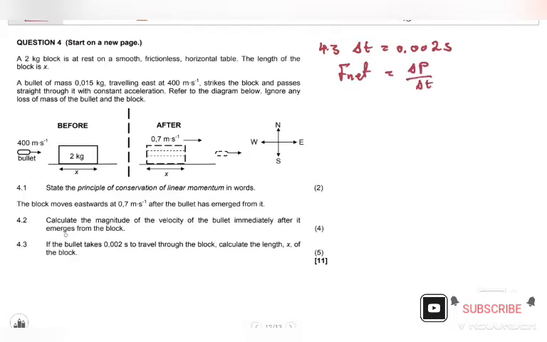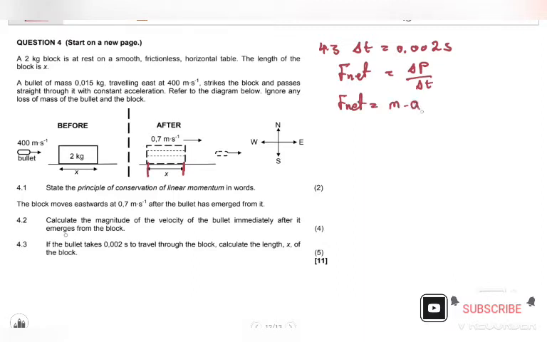Remember that here we want to calculate the distance x. So we have a change in time, we have a change in momentum. So what we can do is calculate the F net. Why am I saying we can calculate the F net? Because remember we have this: F net is equal to ma.